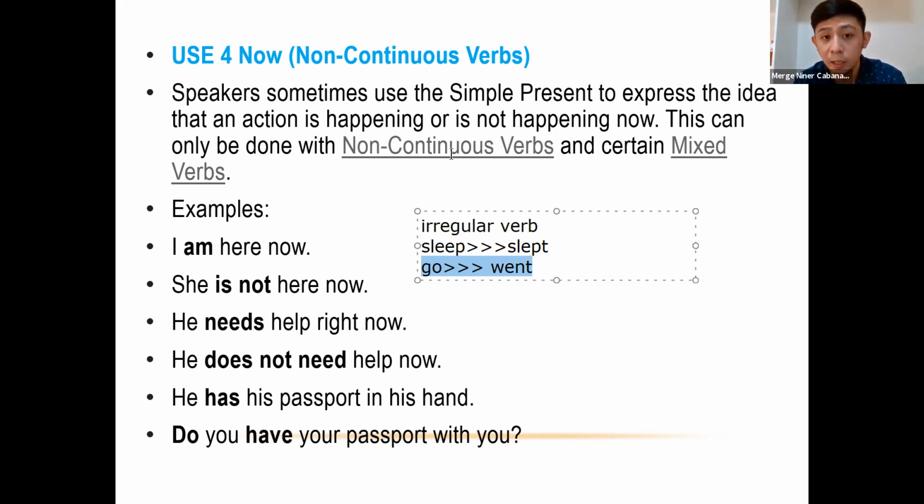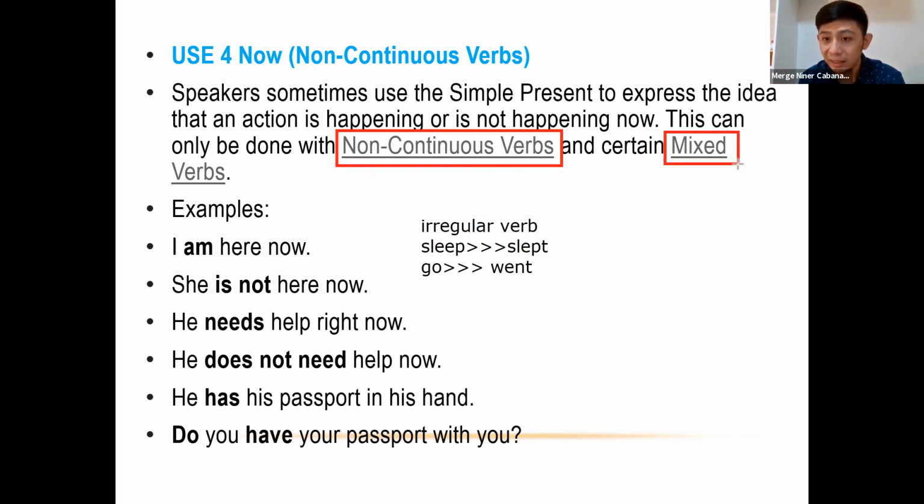This underlined word is actually clickable. I will be sharing the link with you later after our lecture. Together with your handout, your activity, and the list of non-continuous verbs and mixed verbs, you can see which words can be used for the simple present tense, even though we will be using the word now, which is specifically designed for the other tense, so that you can identify it yourselves. There are a bunch of lists of these verbs.